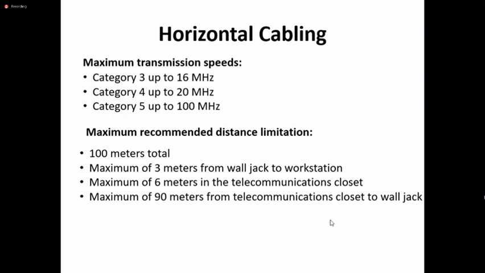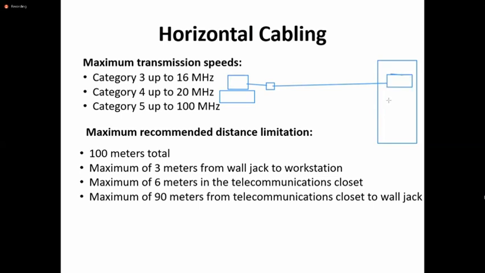So it's like this, right? You have the network cabinet, then you have the wall jack, then you have your computer. So this should be maximum 3 meters. This should be maximum 90 meters, right? And then 6 meters they have said, so inside you have some wiring also, right?